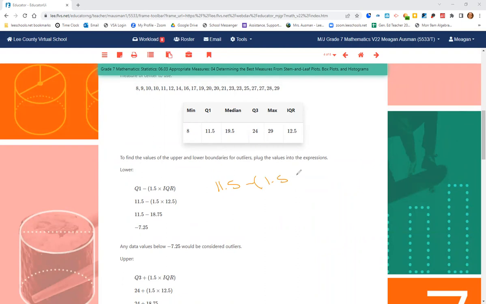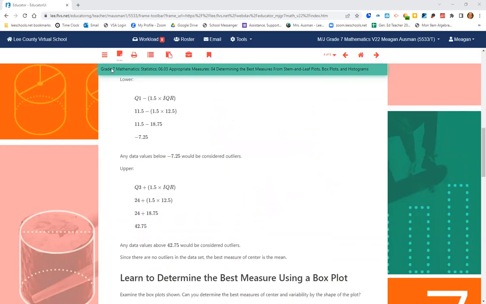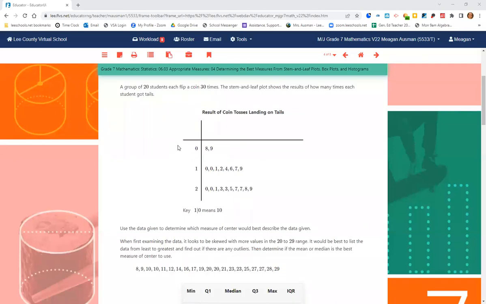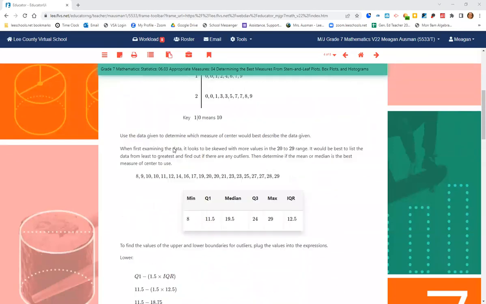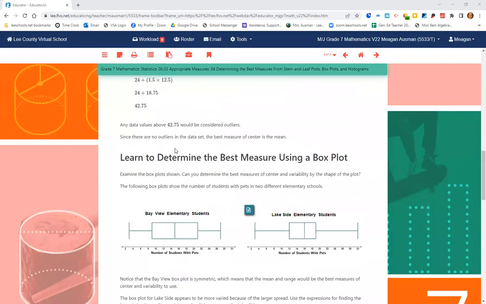Minus 1.5 times 12.5. We solve it and we get negative 7.25. Any number below negative 7.25 is an outlier. Then we repeat with the Q3 formula, the upper boundary formula. So 24 plus 1.5 times 12.5 gives us 42.75. Any number above 42.75 would be an outlier. We don't have any number in the negatives and we don't have any number over 29. So we don't have any outliers in this data.